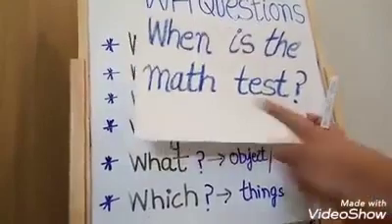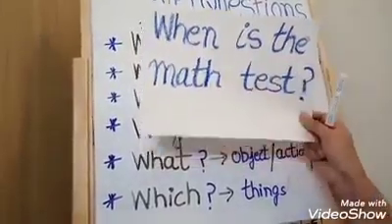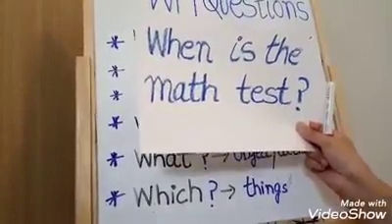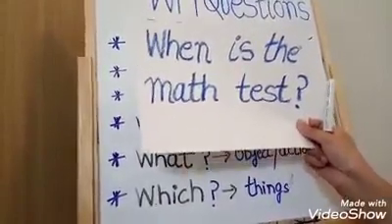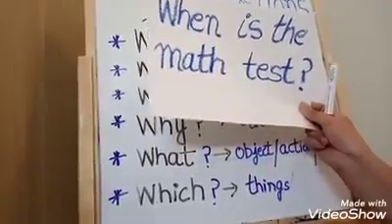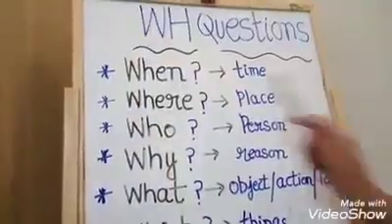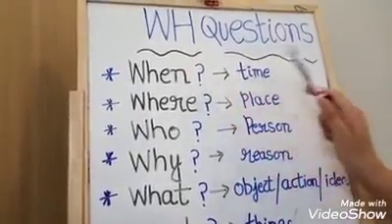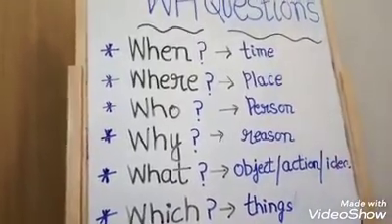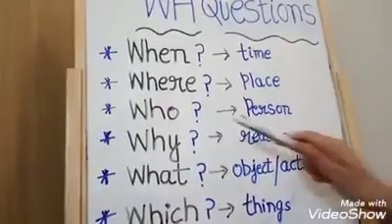So here when we are using when, that means we want to know the time of a particular thing. When will that particular thing occur? So when always tells us about the time. Our next WH question is where.